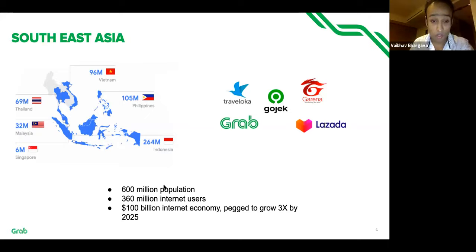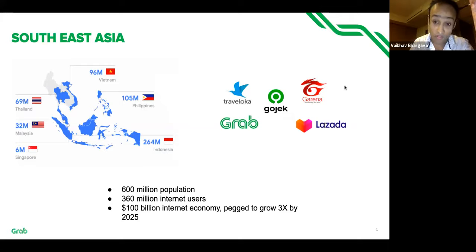It's a region of the world with around 600 million population and 360 million internet users. As of now, this is a $100 billion internet economy and is expected to grow 3x in the next 5 years, which makes it a faster growing economy than both China and India in terms of internet.